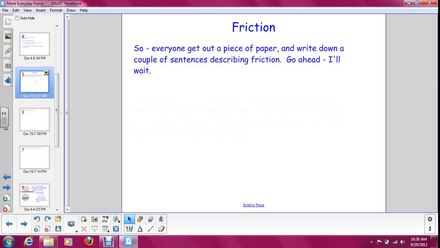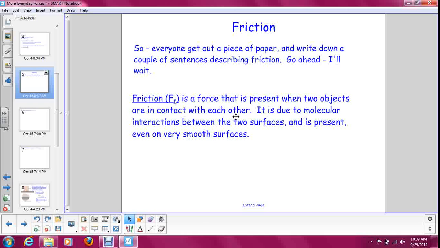Okay, so hopefully you have a couple sentences describing friction, and I want you to compare what you came up with to this definition. Friction, which we label big F, little f, so it's the force of friction, is a force that is present when two objects are in contact with each other. So it is a contact force. It's due to molecular interactions between the two surfaces, and it is always present even on very smooth surfaces. It's really difficult to get a surface that has zero friction.